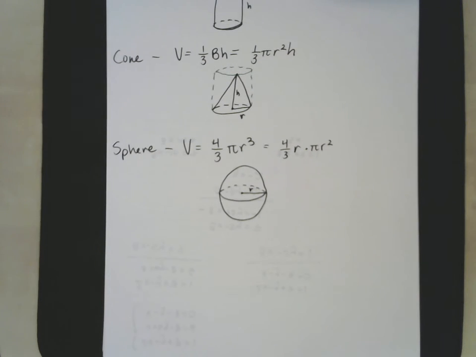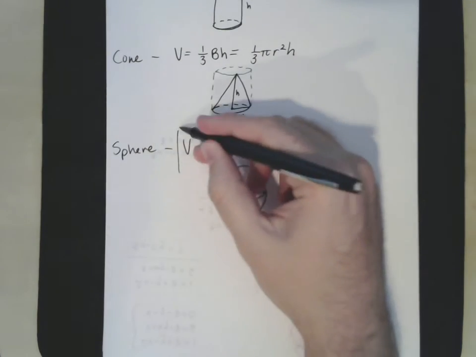Now the 4/3 r, it just turns out, is a relationship that I want to say it was Archimedes found out. He did a lot with spheres and circles back in ancient Greece. It's not important to know why it's 4/3. You can remember this formula.